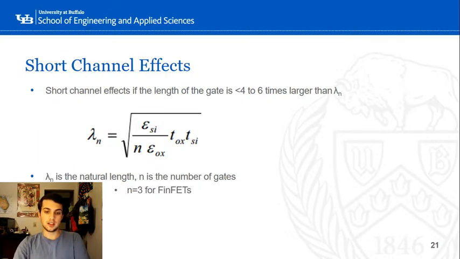So as you can see on this graph, MOSFETs do not experience short channel effects if the length of the gate is 4 to 6 times larger than the natural length, lambda n, where n is the number of gates, which would be 3 for the FinFETs, as they are tri-gate devices. And you can use this formula to calculate lambda n.